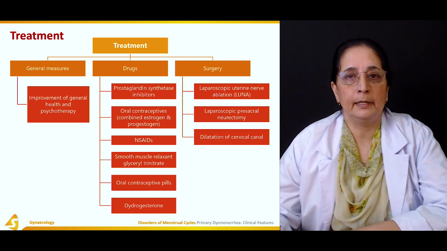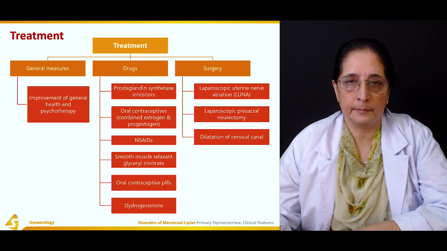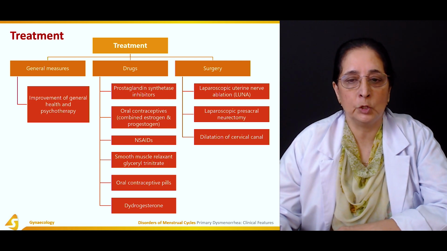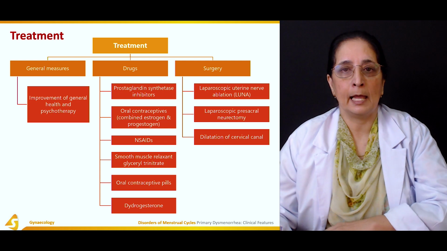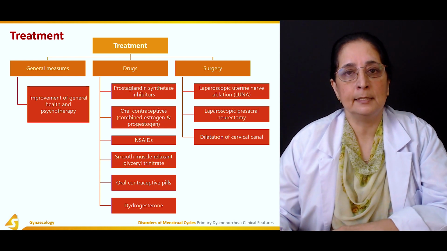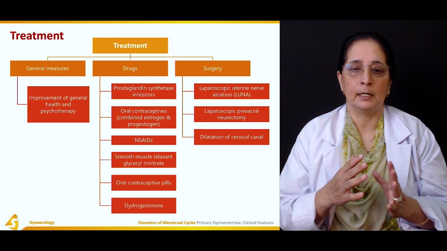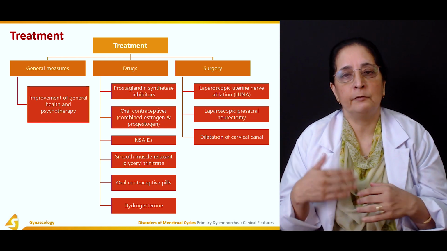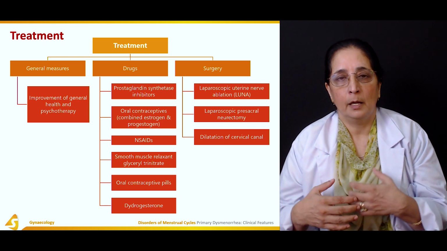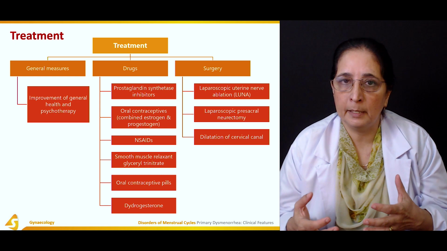Dilation of the cervical canal sometimes helps if the canal is narrow or small, or if there is stenosis. Dilation can help improve the dysmenorrhea. So all these measures can be tried. We have psychotherapy, in which we reassure the patient that it will get better. Maybe don't use too many medicines.